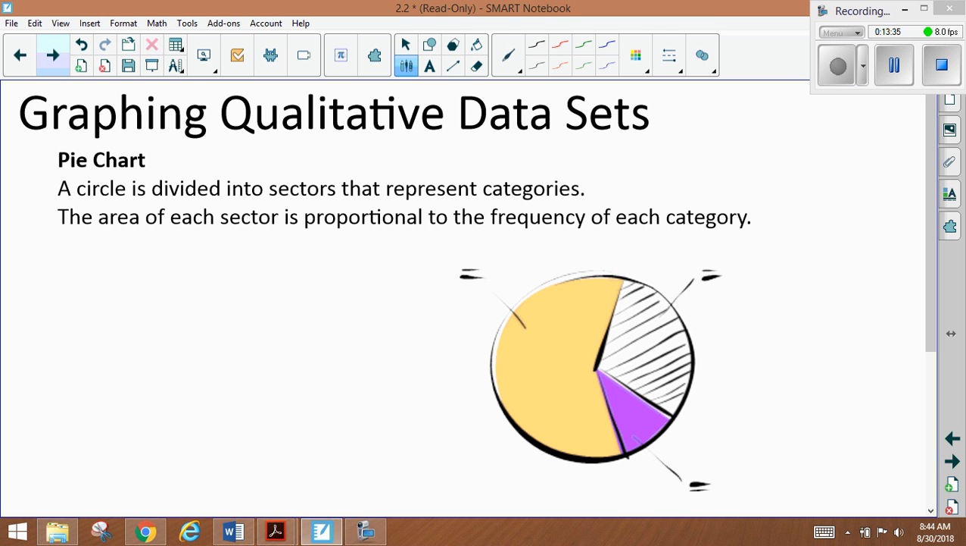Hey, a pie chart. Makes me hungry. A circle is divided into sectors that represent categories. The area of each sector is proportional to the frequency of the category. I think the weirdest thing about making a pie chart is you got to figure out how to make it accurate, right? What is 15% of 360? And then you have to cut out that little slice that accurately represents 15% of 360. I think that's the weirdest part. Everything else is kind of cool. You make some percentages, you color some categories. It's a really nice visual representation.